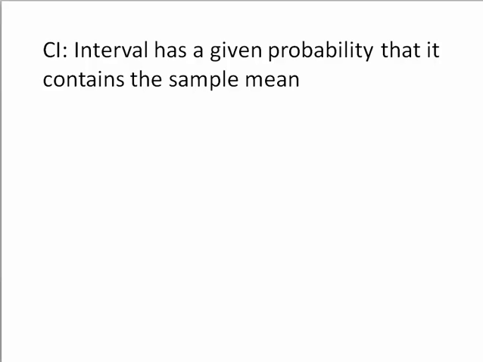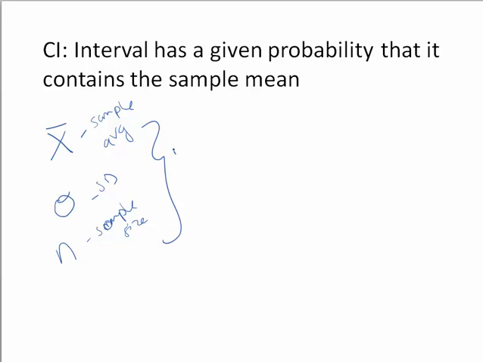And what we can do is compute the confidence interval using three different things. The first thing is x bar, which is our sample average. Our standard deviation, and then our n, which is our sample size. And again, we can use these to compute the confidence interval.